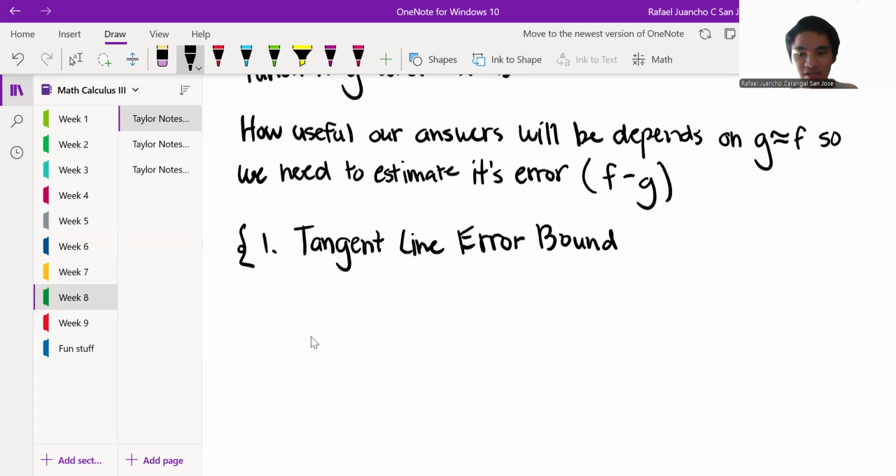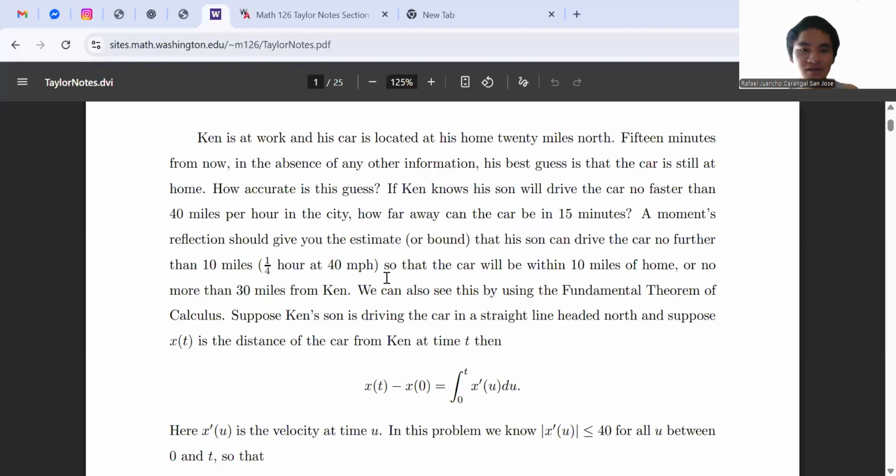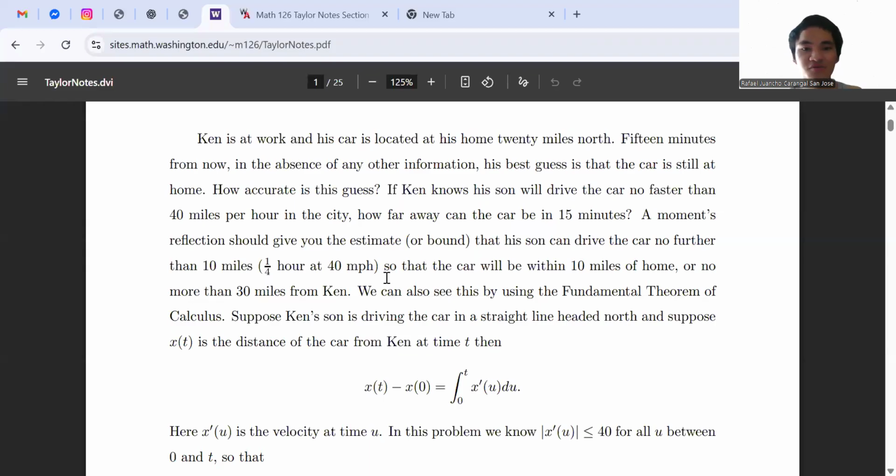So what's a tangent line error bound? Let's go to the thing here. So let's say we have some scenario. Ken is at work. His car is located at his home, 20 miles north. 15 minutes from now, in the absence of any other info, his best guess is that the car is still at home. And there's a question here, how accurate is this guess?